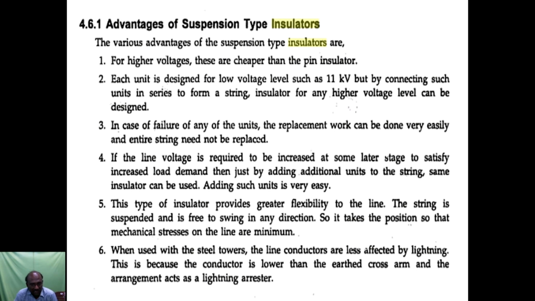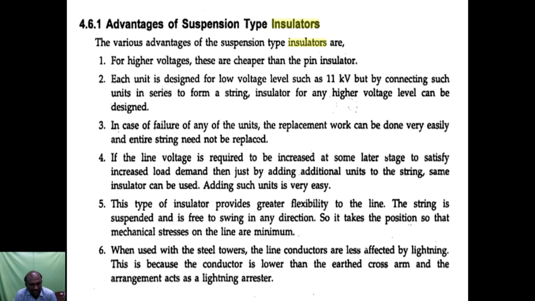This type of insulator provides greater flexibility to the line. The string is suspended and is free to swing in any direction. So it takes the cushion, so that mechanical stresses on the line are minimum. They hold the stresses produced on the conductors. By moving in any direction, they act as stress relievers, and the stress on the conductor is withstood by these suspended insulators.